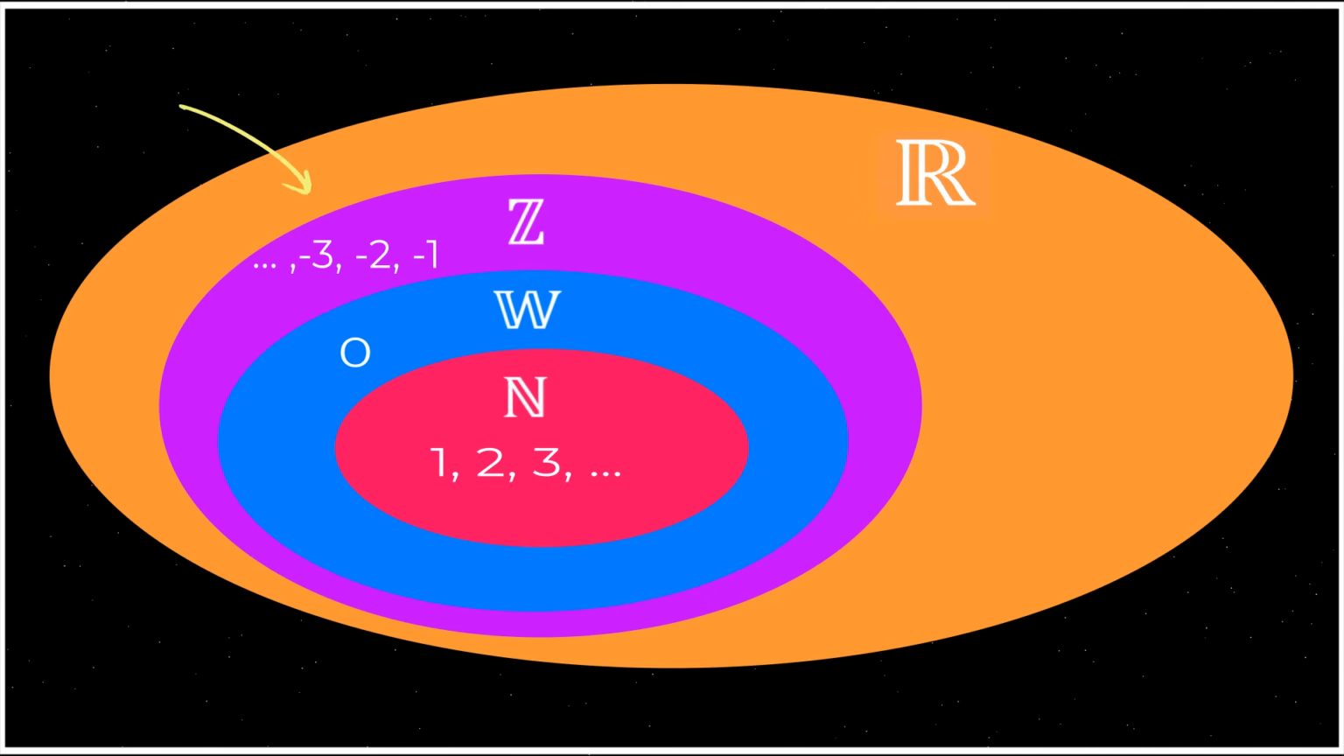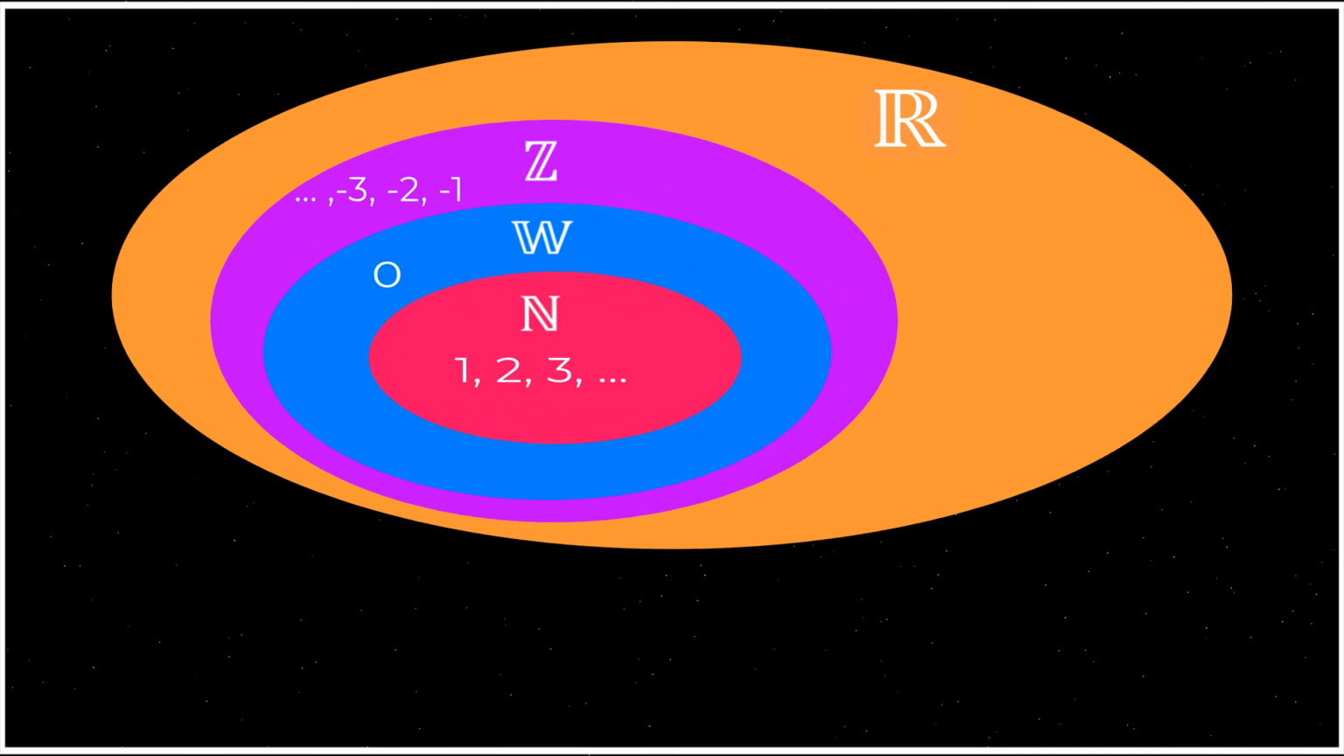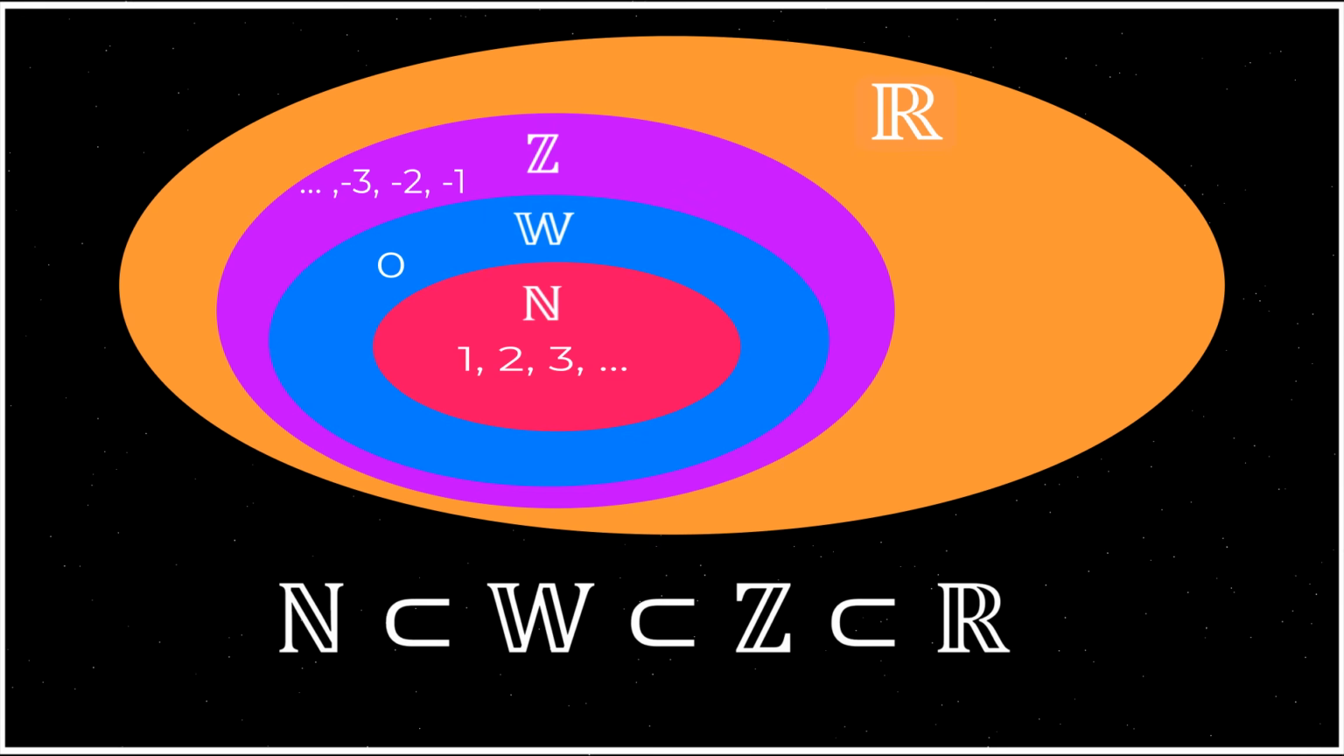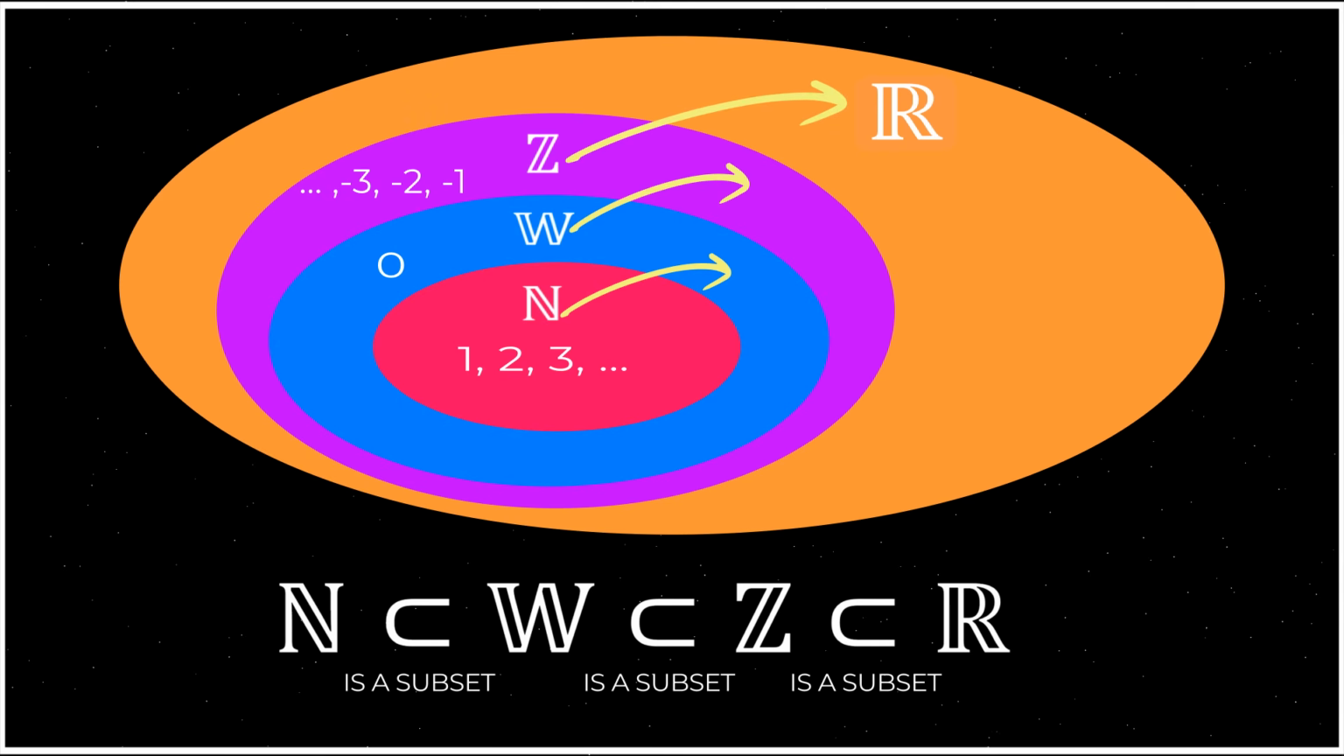Now, what you see on this Venn diagram can be written as the set of natural numbers is a subset of the set of whole numbers, which is a subset of the set of integers, which is a subset of the set of real numbers.